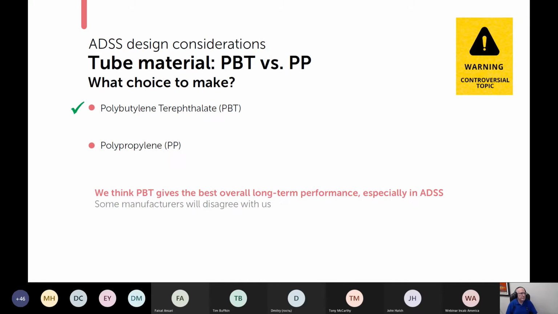So what should you use? I think I've made it clear where I fall on this. PBT, I think, is the better material to use. And some manufacturers like us use PBT, and then others use polypropylene. So obviously those manufacturers would disagree with us, but we do have some allies that would agree with us on this point.